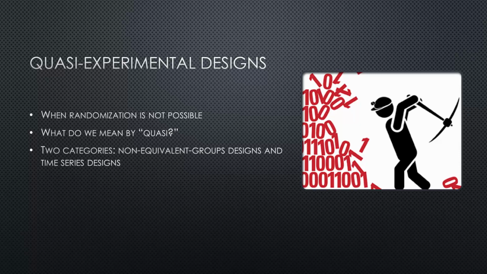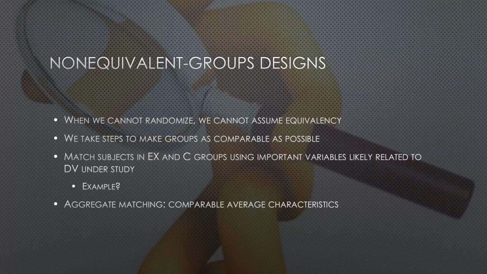And so the 2 things that we're going to talk about are non-equivalent groups and then time series designs. And maybe we will clickety-clack. Clickety-clack. Okay. Non-equivalent groups, again, non-equivalent. Take that as you can't randomize, or your control and experimental groups for some reason are not equivalent, okay?